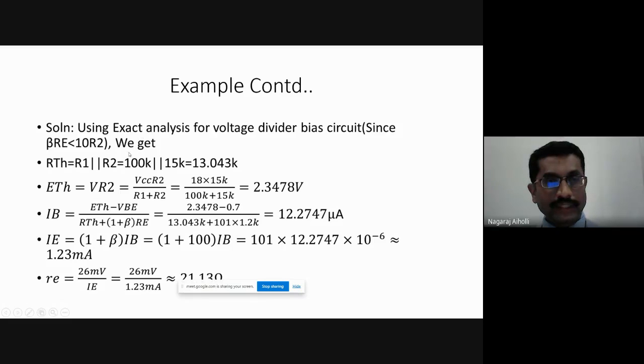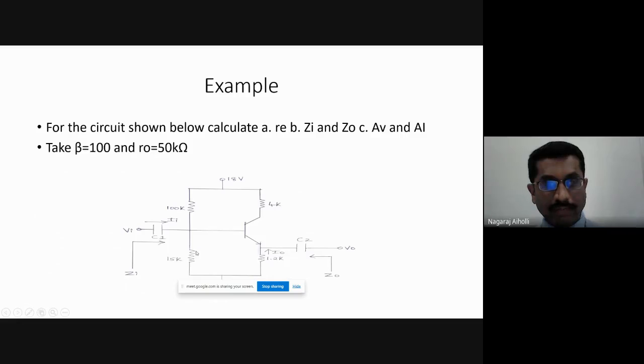Now, how do we do the exact method? First, we find RTH, that is R1 parallel R2, the Thevenin resistance. RTH is equal to R1 parallel R2. Then what is the Thevenin voltage? How do we find that? Can you recollect? ETH is given by what equation? Can anybody tell me? ETH is equal to what?